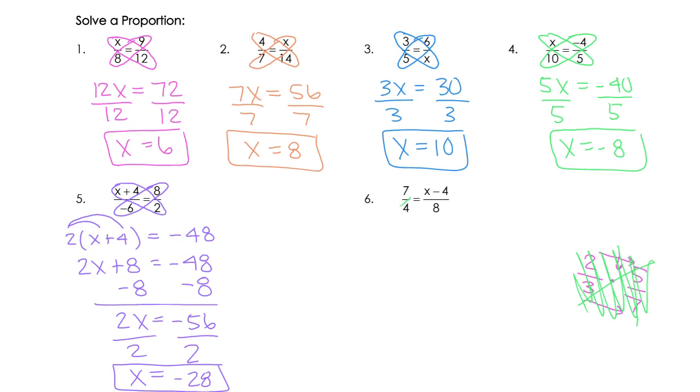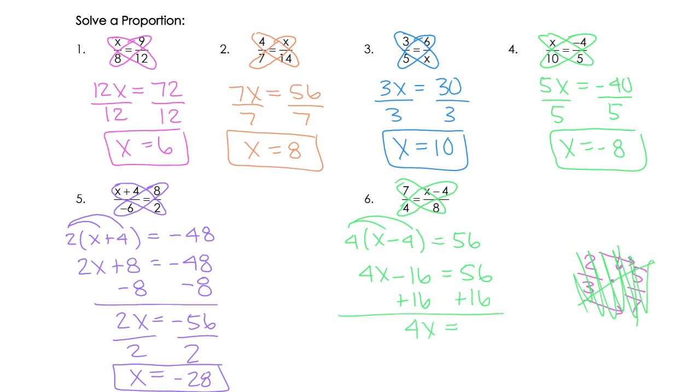Again, I like my x term to go first, so I'm going to multiply these two together. So I have 4 times x minus 4 equals 7 times 8 would be 56. Distribute the 4 to the x and the -4. We have 4x minus 16 equals 56. Add 16 to both sides, and we have 4x equals 72. Divide both sides by 4, and we have x equals 18 for our final answer. And that is it for the front page. So let's go ahead and flip over to the back.